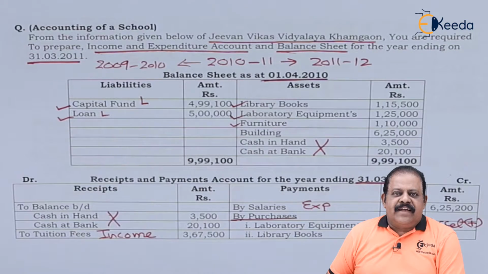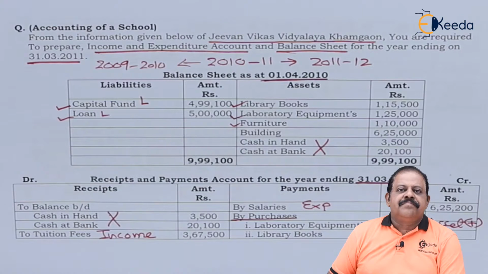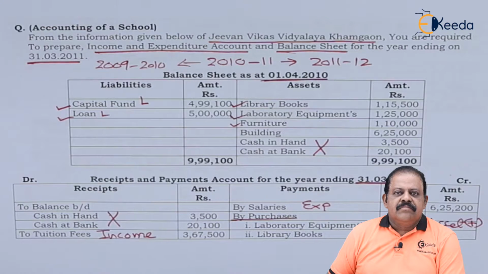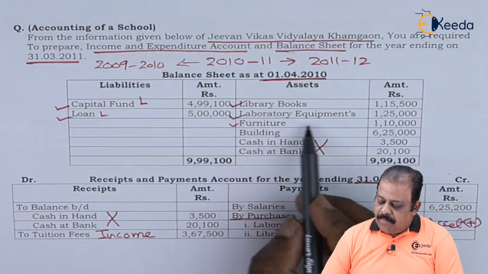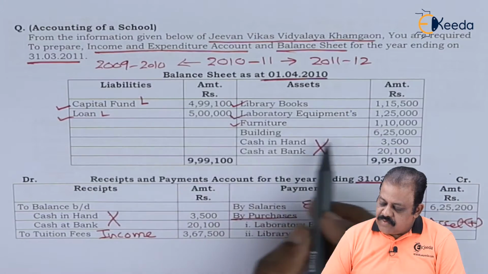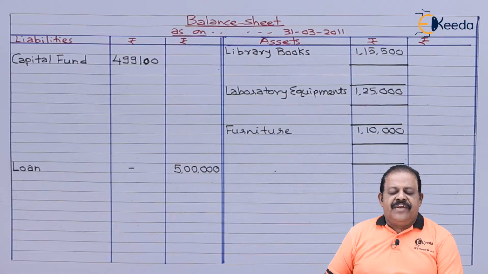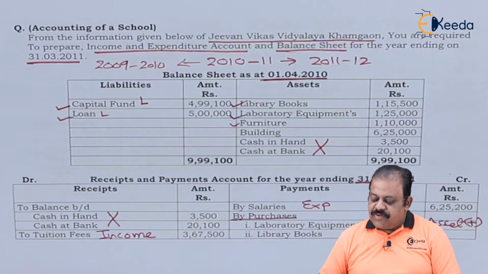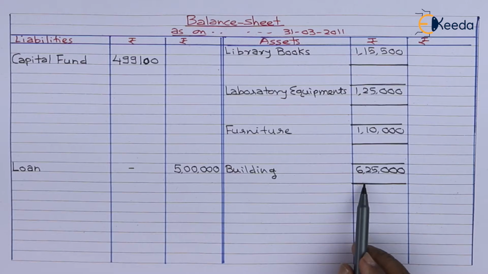Let us come to the asset side. Library books 1,50,500. This will be recorded on the asset side. There are two adjustments on this item. Library books 1,15,500. Next we have laboratory equipments 1,25,000. There are two adjustments on this. Next we have furniture 1,10,000. There are two adjustments on this item of furniture. Building 6,25,000. There is one adjustment of depreciation on building.